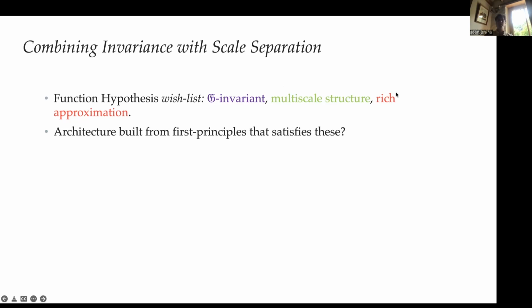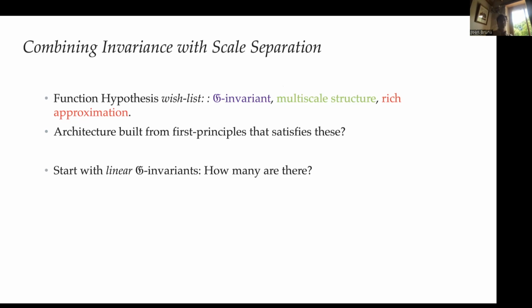But of course, we want this hypothesis class to be very rich, very expressive. We want to be able to approximate a large class of target functions. So how can we build an architecture that satisfies these three properties? Let's start with linear functions, linear invariants. We can first try to describe all the possible invariants with respect to a group that are linear.